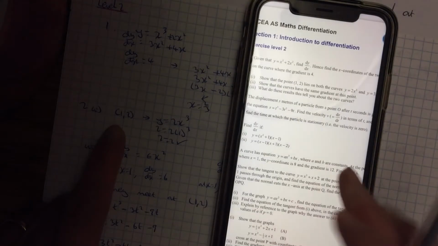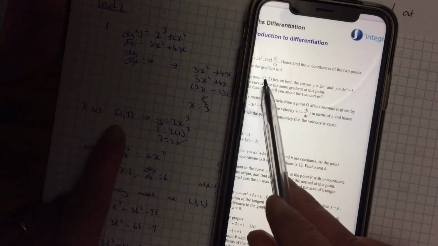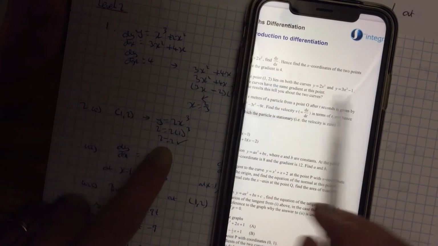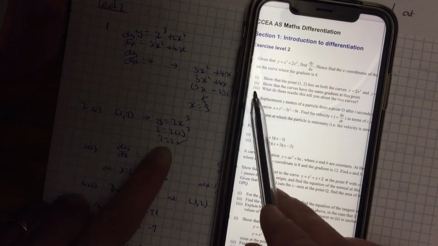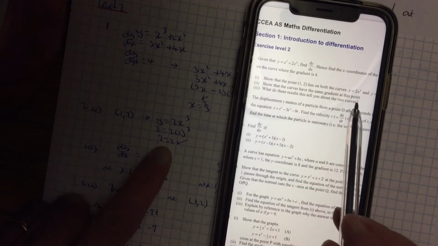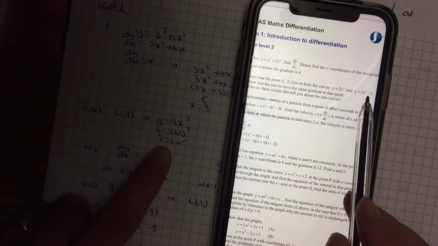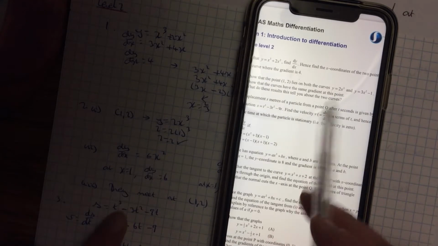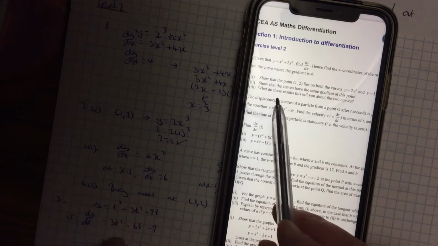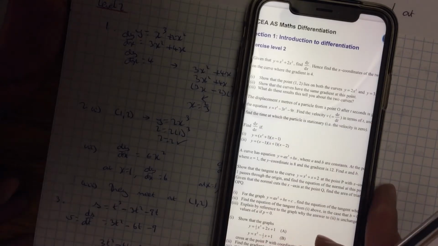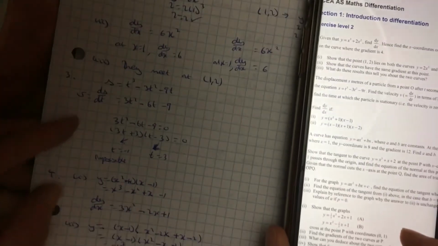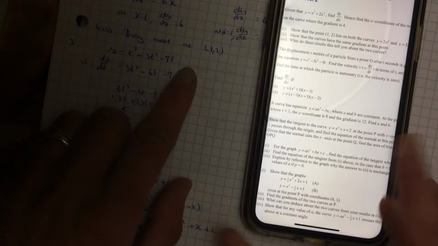Number 2, show that the point (1, 2) lies on both curves. So you sub that point (1, 2) into both curves. Just check it works out. Part 2, show the curves have the same gradient at this point. So you do dy by dx for each of those curves, and then you sub in 1. And then it says, what do these tell you about the two curves? So I think the gradients are the same at the same point, so it means they must meet there.